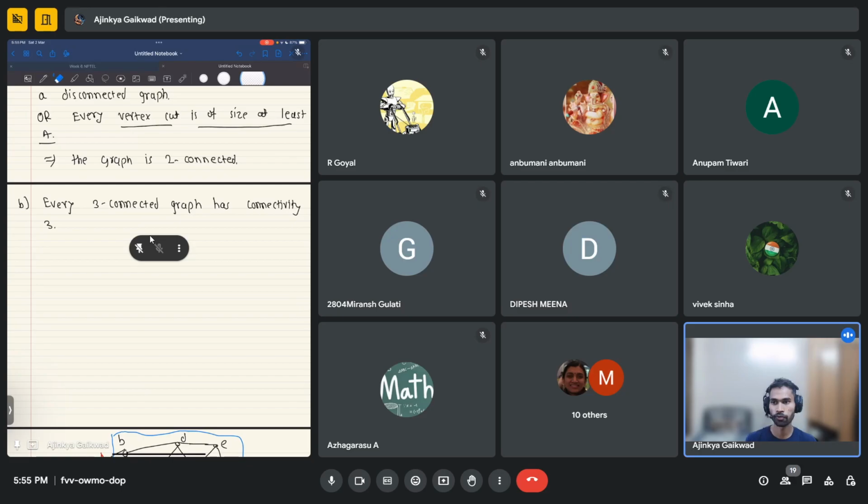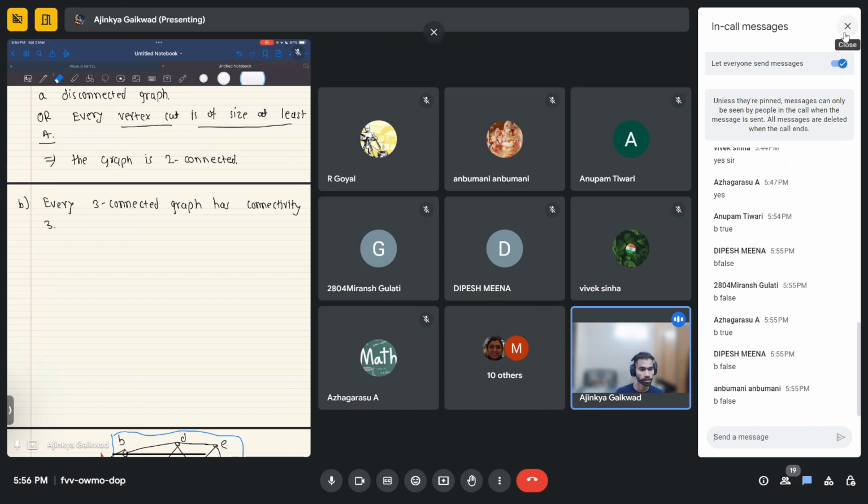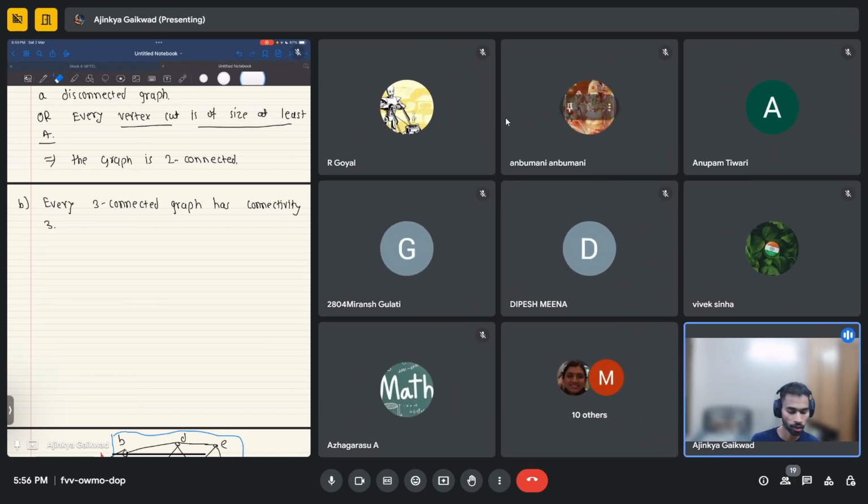So let's first focus on what a three connected graph is. Okay, there's one more comment. Yes, so you are answering the question. Right, so the answer is false. I'll tell you why. Let's say a graph is three connected.